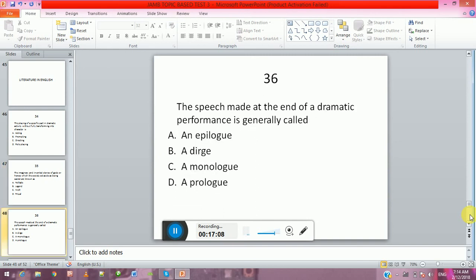The speech made at the end of a dramatic performance is generally called A. An epilogue, B. A dirge, C. A monologue, D. A prologue.